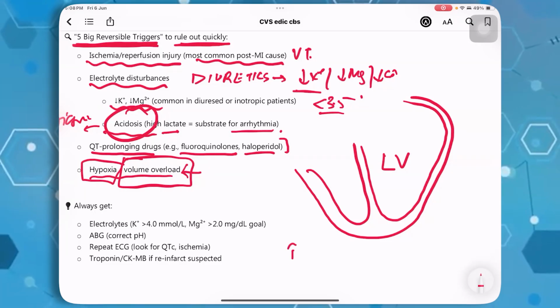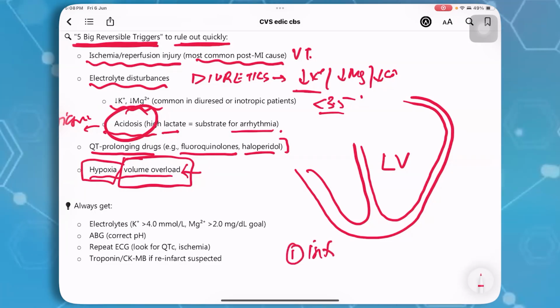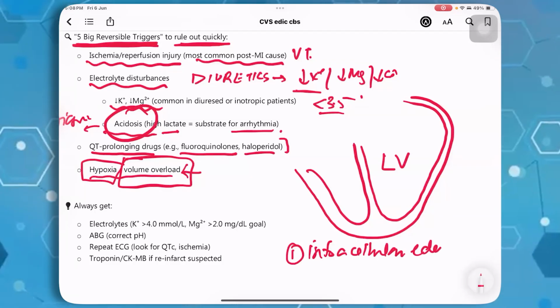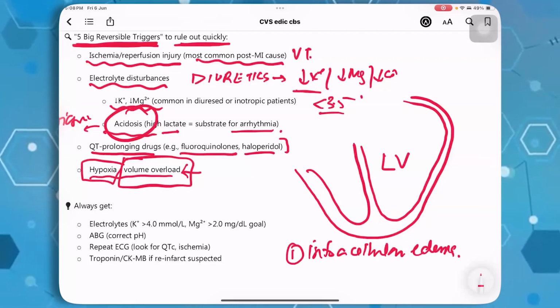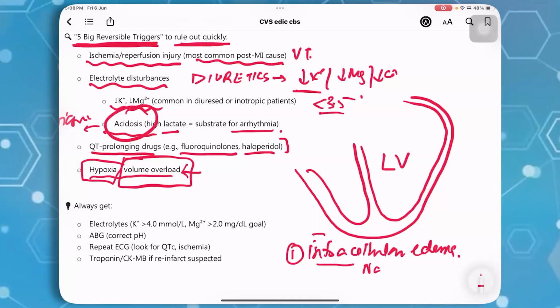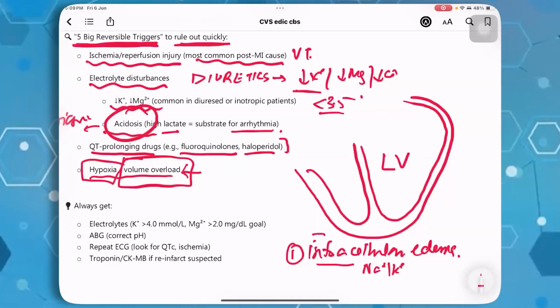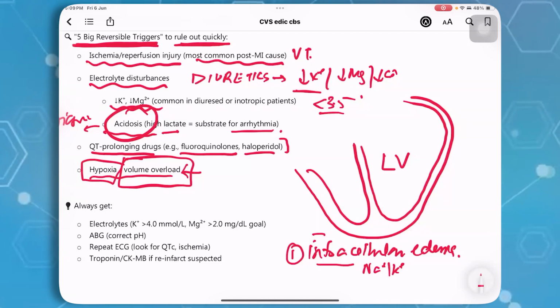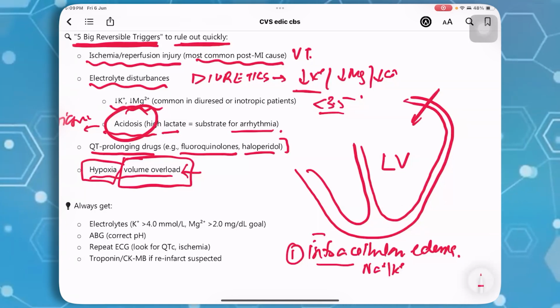Great. So one is the intracellular edema. Am I right? This is what you were referring to? Yeah. So intracellular edema, because it leads to changes in the sodium and potassium levels inside and outside the cells. It can cause that. But at the same time, we know the Starling's forces.